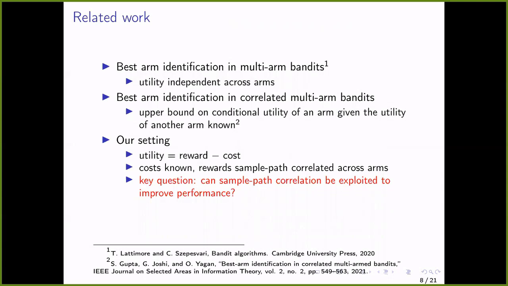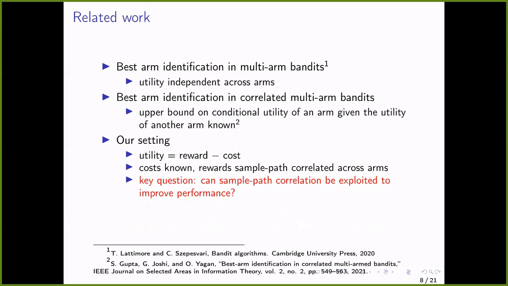The best arm identification problem has been widely studied. In the most basic version of the problem, utilities are independent across arms. The best arm identification problem with correlation across arms has also been studied. In this work by Gupta et al., it is assumed that an upper bound on the conditional utility of an arm given the utility of another arm is known. The authors show that this structure can be used to identify the best arm using fewer samples.